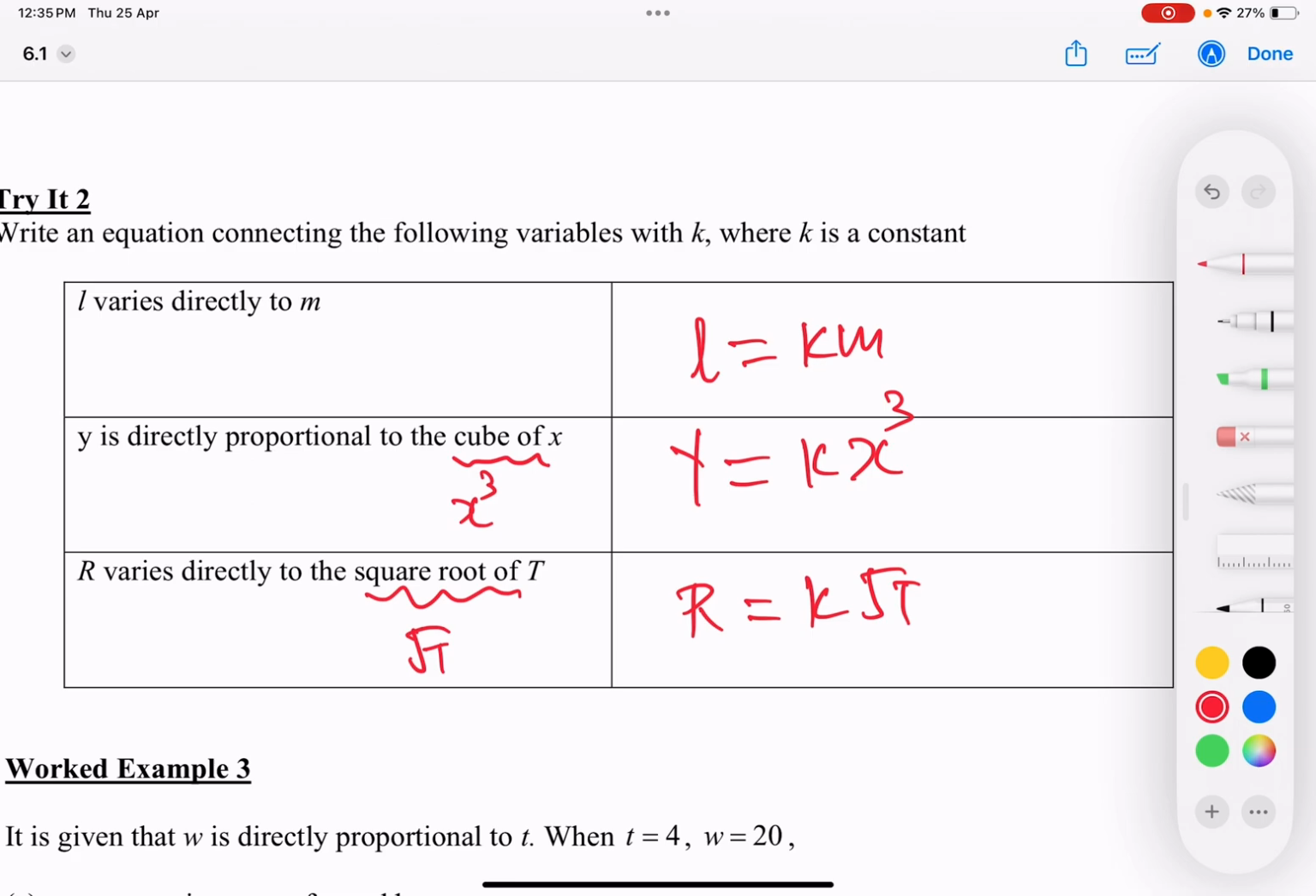So the key thing to take note about this one is you convert the word proportional to k. So you change it accordingly.